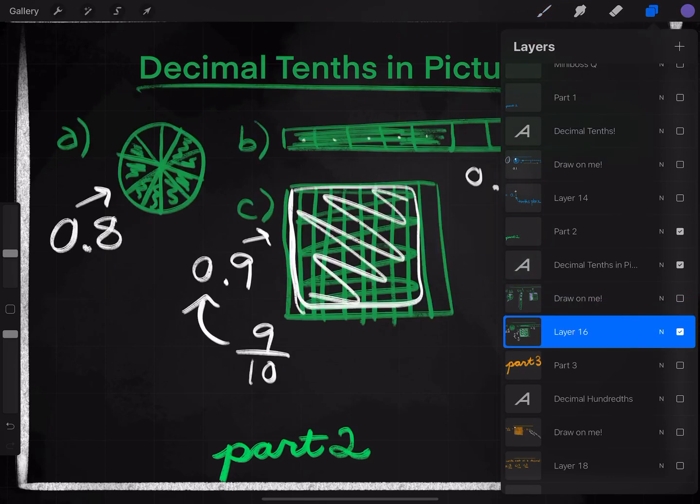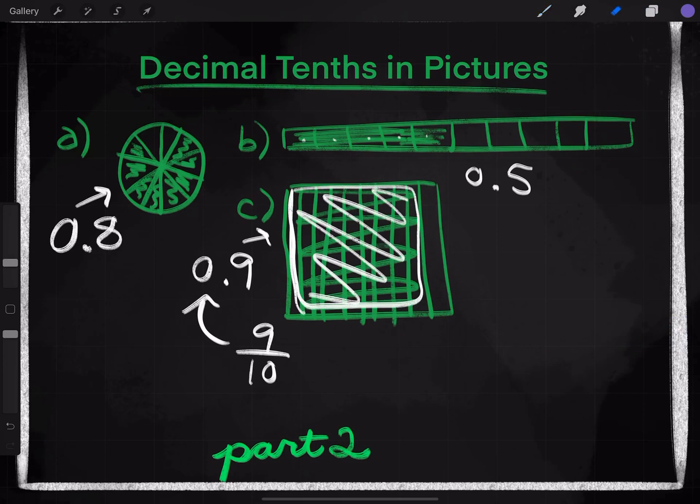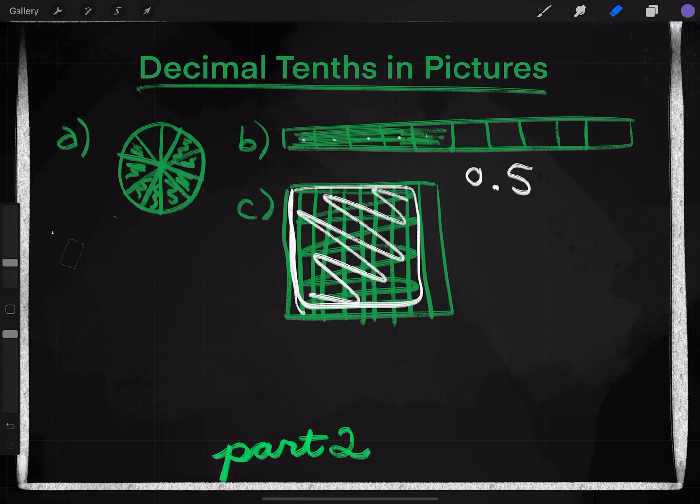All right, and here's our work in reverse. So you would look at this picture, and you can see that 8 pieces are filled out of 10. So we would say this is 8/10, or 0.8.